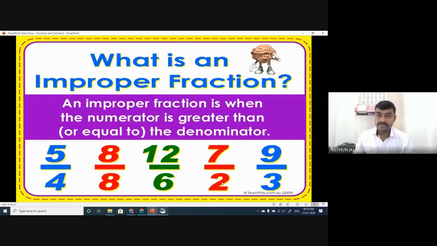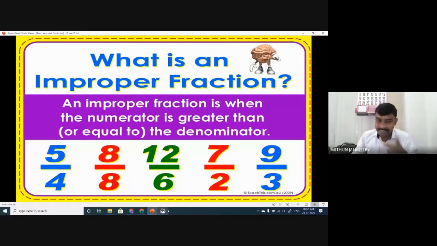7 by 2. 7 is the numerator. It is greater than the denominator. I know that you are very excited, but please give me also some time to speak, no? Right? Then 9 by 3. 9 is the numerator and 3 is the denominator, beta. 9 is greater than the denominator.